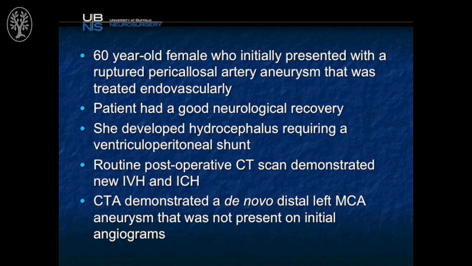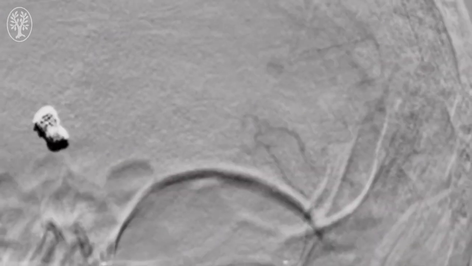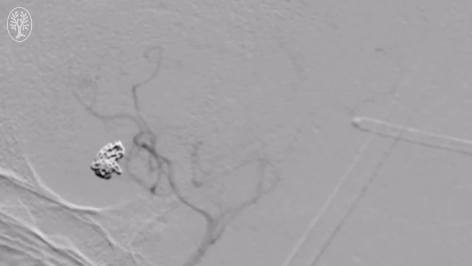The CT angiogram shows a de novo distal left MCA aneurysm believed to be a mycotic aneurysm. Here's a CT scan and the CT angiogram showing the distal mycotic aneurysm. This mycotic aneurysm is seen filling off of the middle cerebral artery. Here we can see that there's filling of this mycotic distal MCA aneurysm. We also see the coil mass from a previously coiled aneurysm as described earlier.